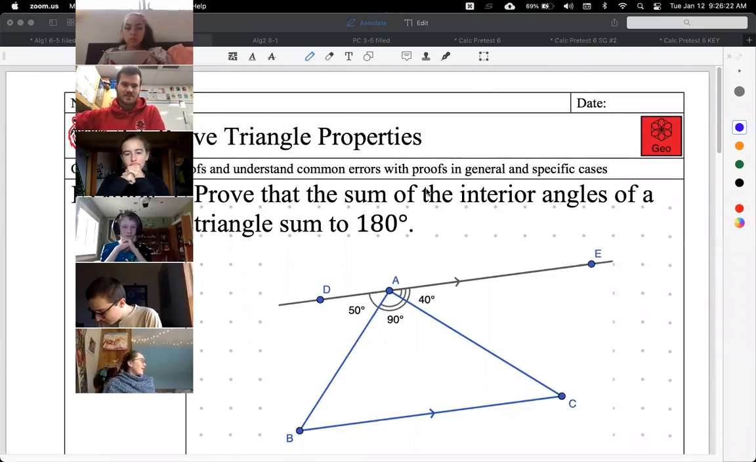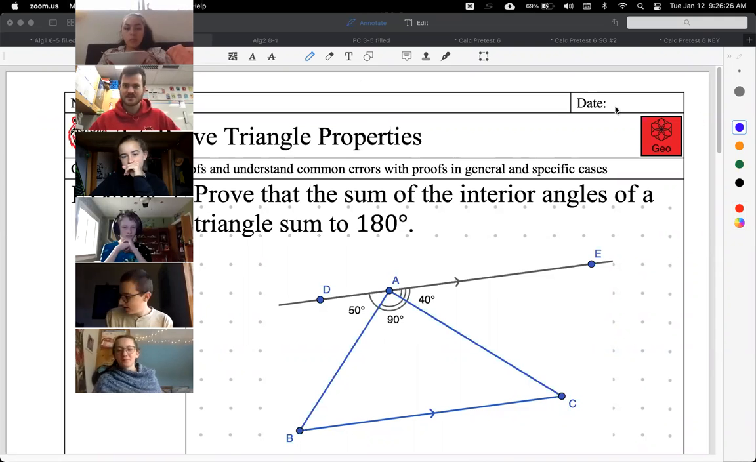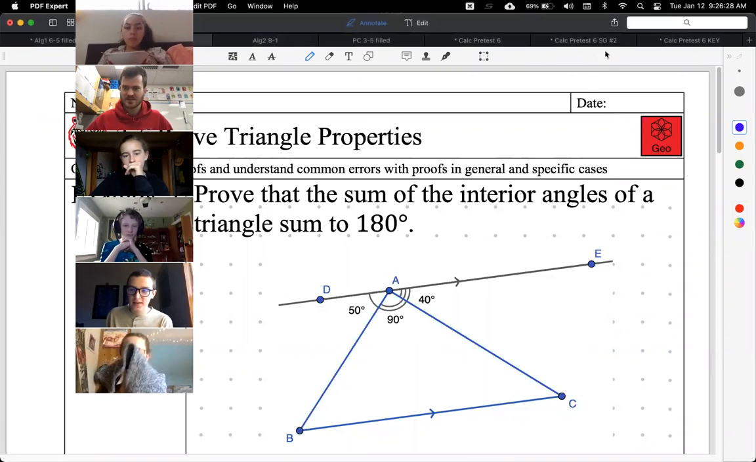All right, welcome to geometry. Today we're doing lesson 3-5, prove triangle properties. This is our second day of doing proof lessons.